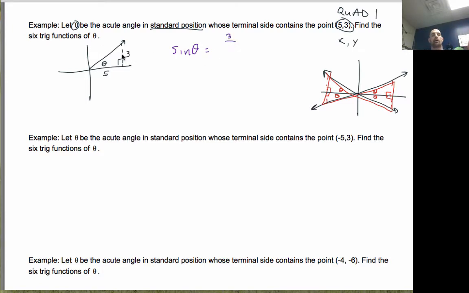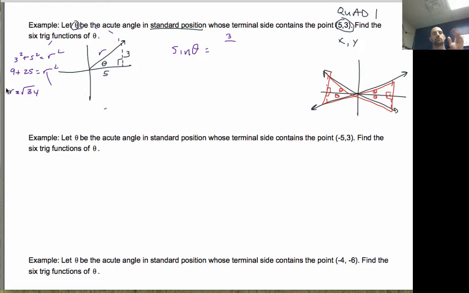Now how do I deal with my hypotenuse? Well, since this is a right triangle, I'm going to go 3 squared plus 5 squared is equal to my hypotenuse squared. And my hypotenuse in these is always going to be equal to r, because it's going to end up being the radius of the circle when we do the unit circle. And so I've got 9 plus 25 is equal to r squared, and r is going to be the square root of 34.